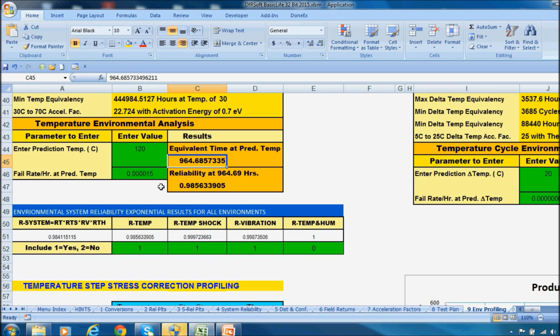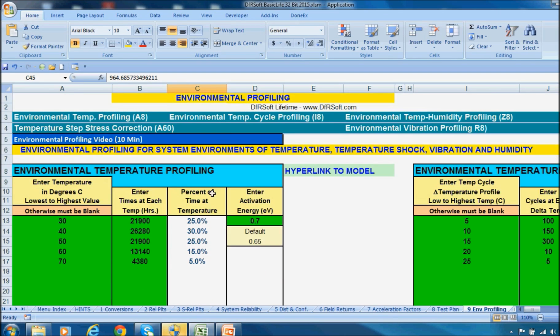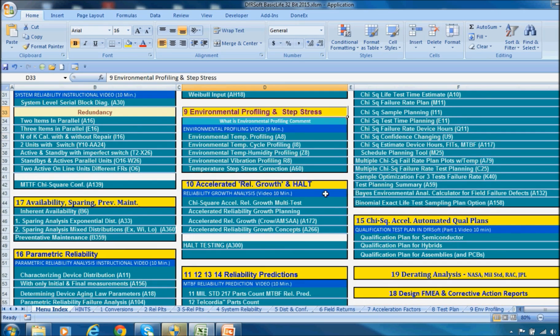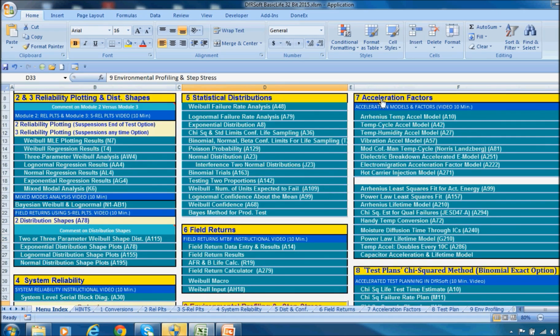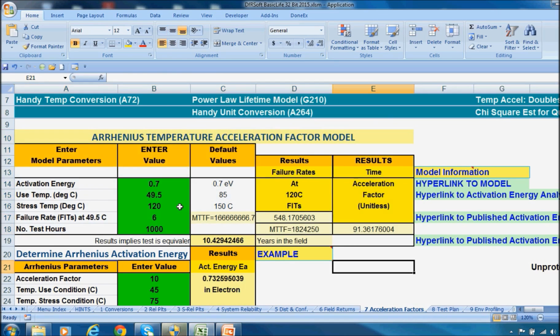Now let's figure out what our acceleration factor is. Remember, we're using the Arrhenius model. So the next thing we want to do is look at the acceleration factor page. We go back to our menu and go to the acceleration factors, and it's right here. We look for the Arrhenius model. It's right there, and we click to it, and there we are. I've already put it in: 0.7, 49.5, 120 degrees stress, and it tells me that my acceleration factor is 91. So now I have my test plan for 91.